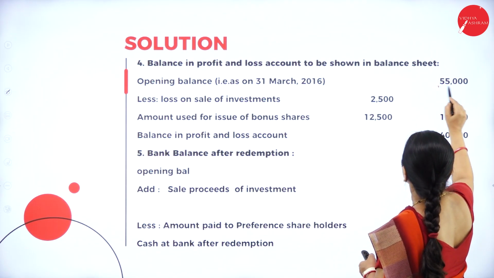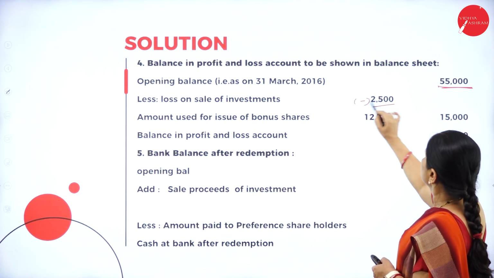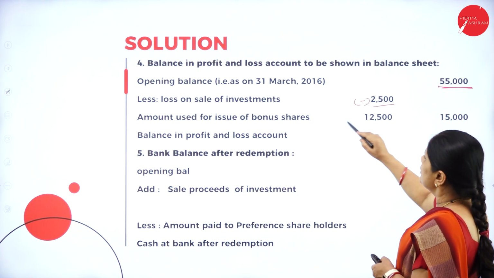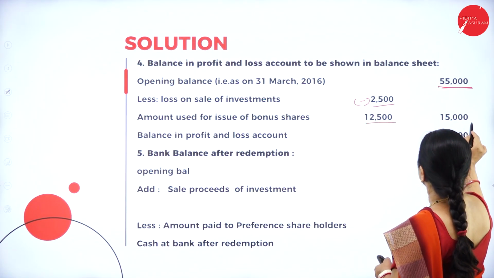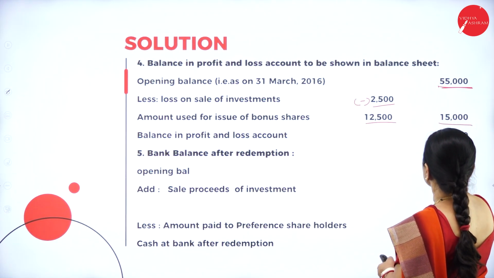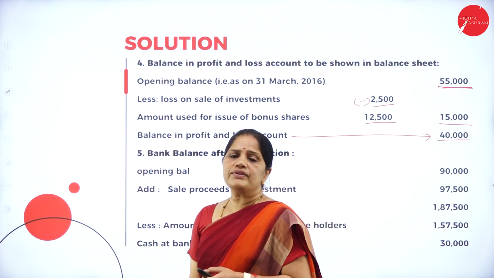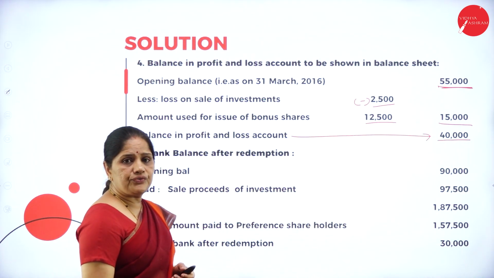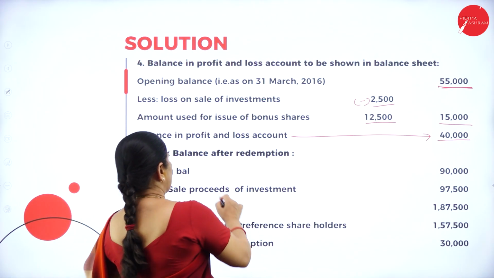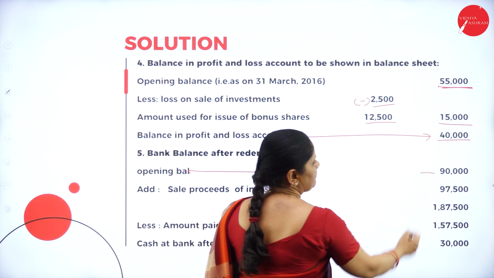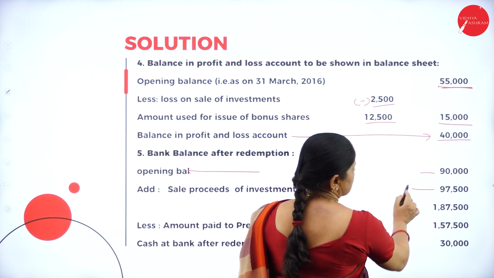Then the balance in profit and loss account to be shown here. What is the opening balance? 55,000. The loss on sale of investments I am reducing from this 55,000, and the amount used for issue of bonus shares is 12,500, so totally 15,000 I am reducing. So out of 55,000, I have utilized 15,000, and the balance shown is 40,000. Now what is the bank balance after redemption? The opening balance is 90,000. I have to add the sale proceeds of investments.